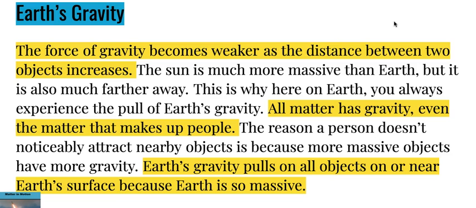Earth's gravity. The force of gravity becomes weaker as the distance between two objects increases. The Sun is much more massive than Earth, but it is also much farther away. This is why, here on Earth, you always experience the pull of Earth's gravity. All matter has gravity, even the matter that makes up people. The reason a person doesn't noticeably attract nearby objects is because more massive objects have more gravity. Earth's gravity pulls on all objects on or near Earth's surface because Earth is so massive.